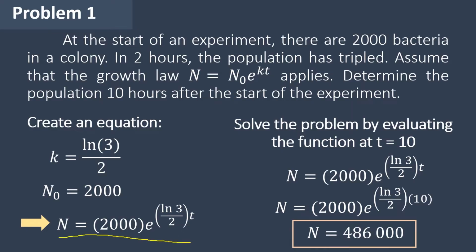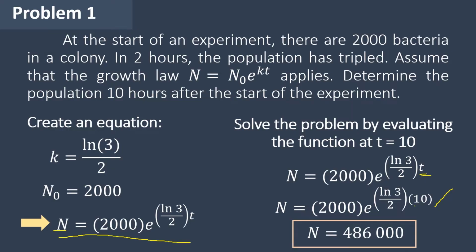So, in this case, hahanapin natin yung n. So, given yung initial na 2,000 at yung k natin which is ln 3 or natural logarithm of 3 over 2. This time, we're going to substitute 10 sa value ni t. So, this will be our equation now. So, how are we going to simplify this one?